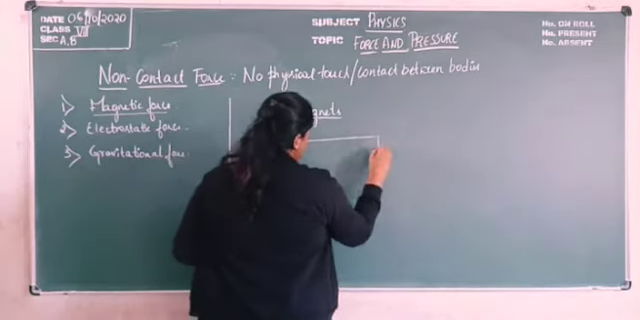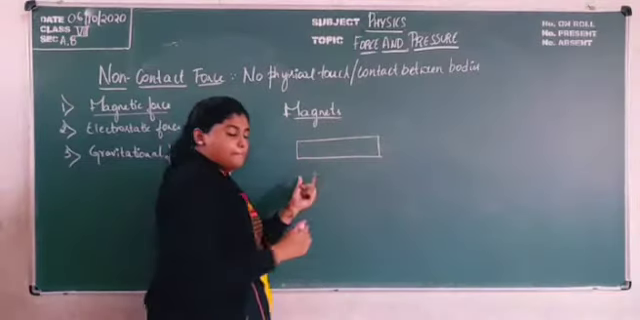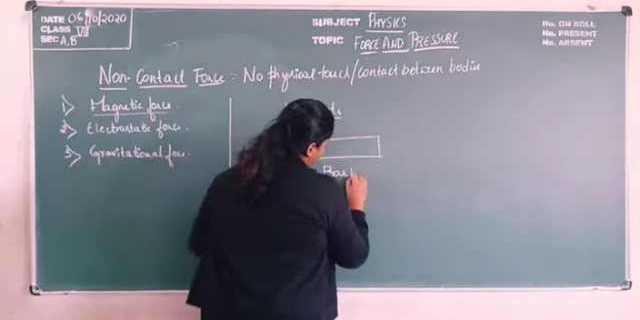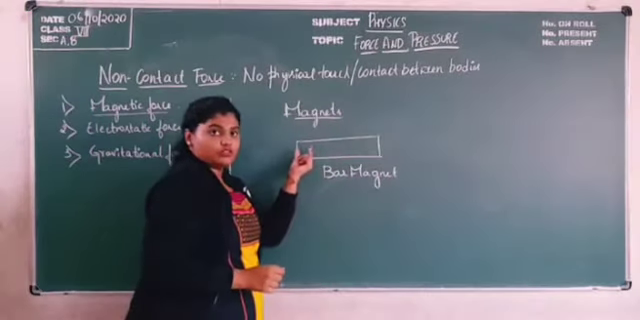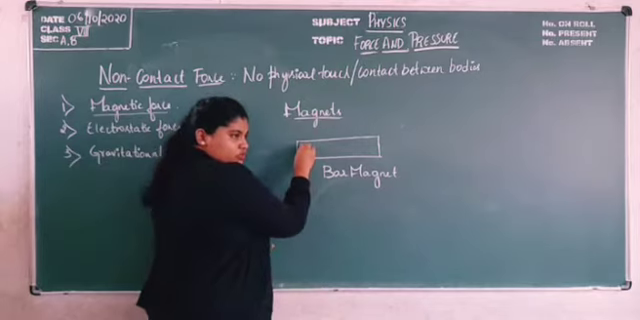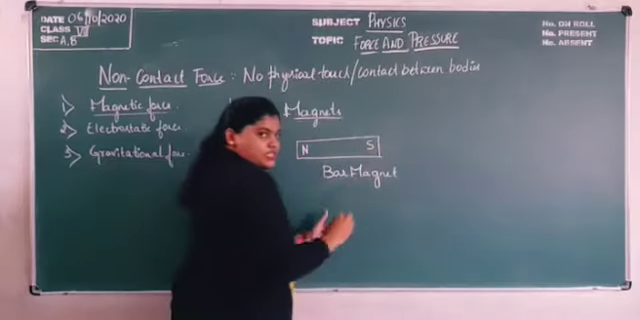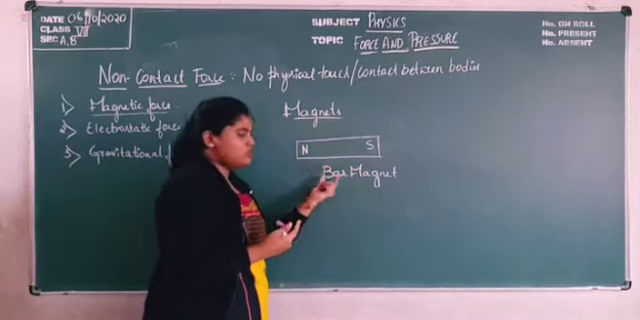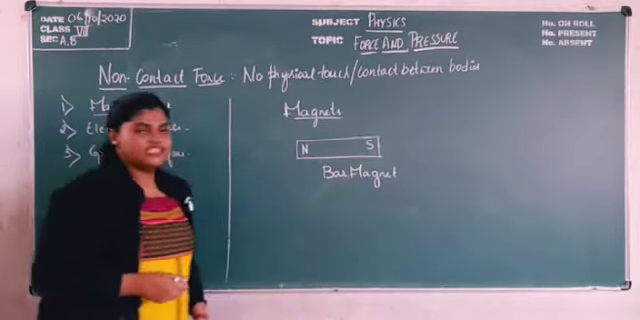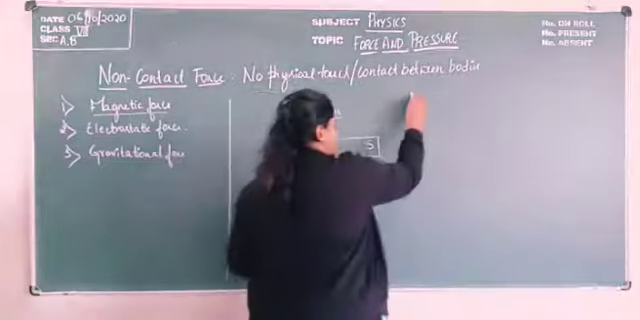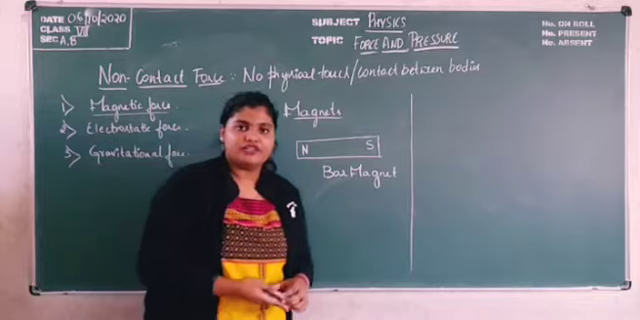So let us imagine the bar magnet. Imagine this is a bar magnet. It has both north pole and south pole. So we will denote north pole with N and south pole with S. In magnets we have two poles. One is north pole, the other one is south pole. Now we should see some experiment regarding this magnetic force.